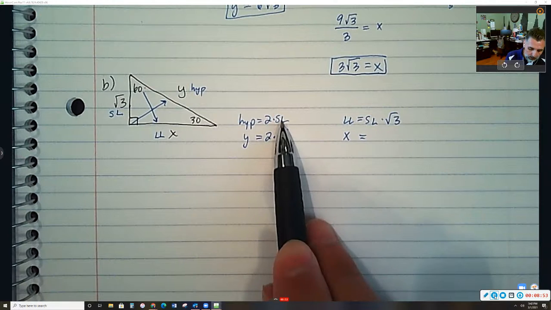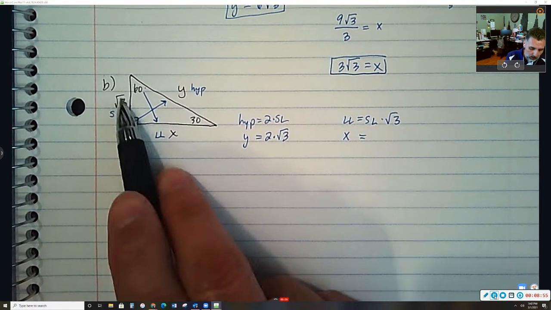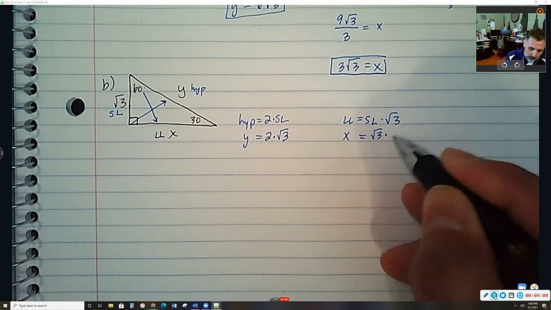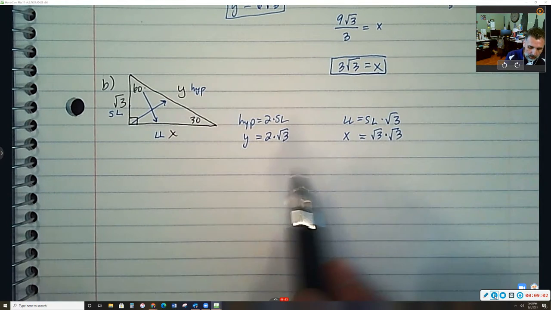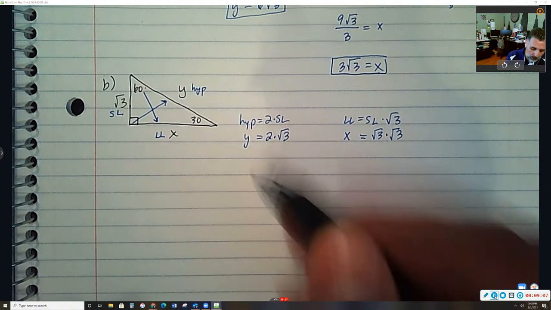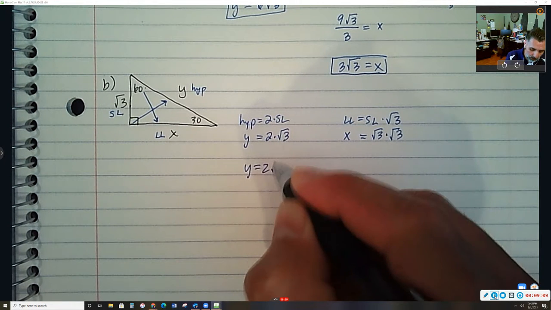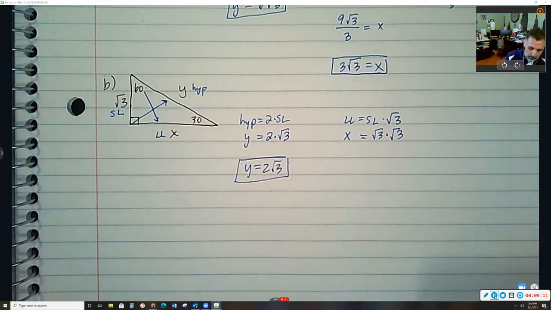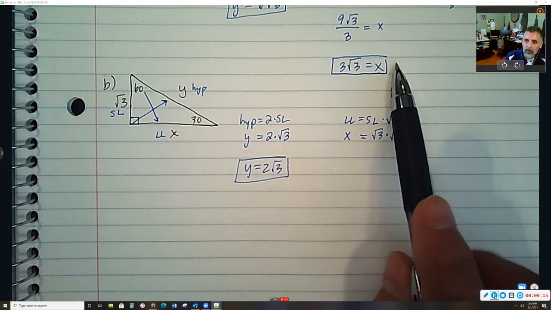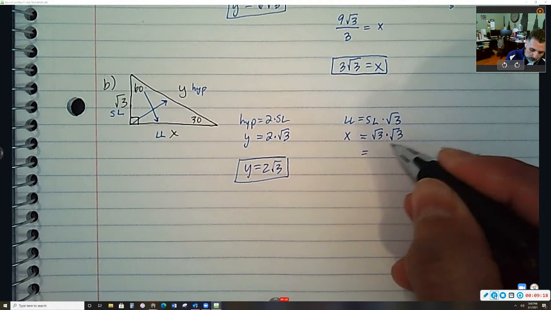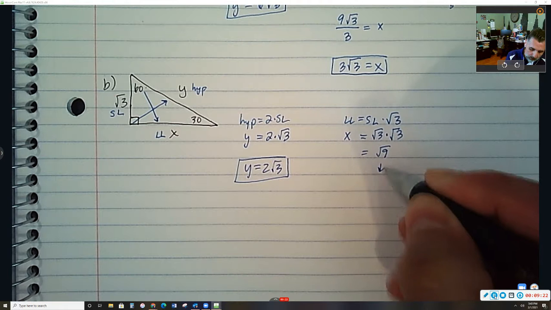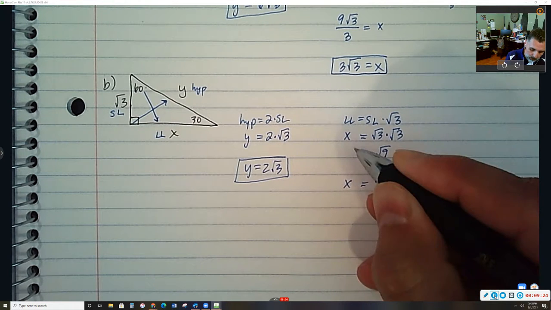Short leg, square root of 3. And then bring down that square root of 3. And then I can solve for both of these. On this side, there's nothing to do. That just simplifies into 2 square root of 3. And then on this side, we actually just simplified this up top. But remember, multiply those 2, you get the square root of 9. And then the square root of 9 just comes out as 3. And then that's what x equals.